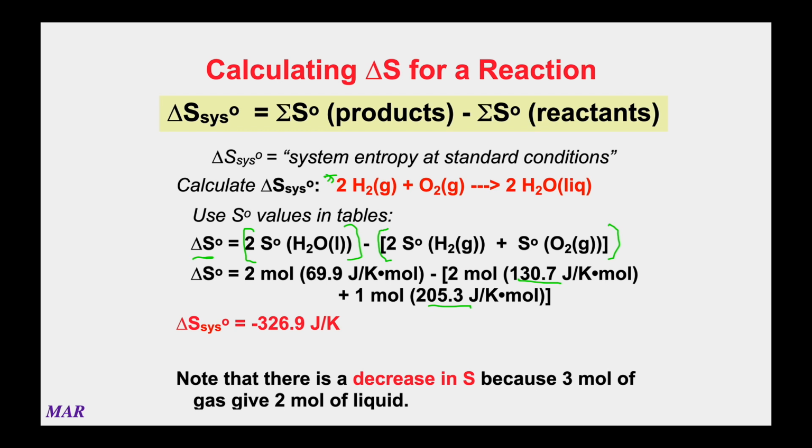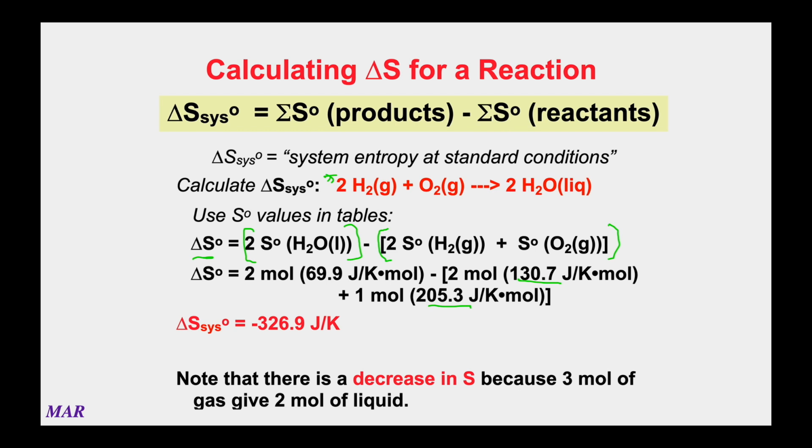So when you do this, 2 moles of product minus the 2 hydrogens plus 1 mole of oxygen, you get a delta S of the system, which we'll talk about in a little bit here, of negative 326.9 joules per Kelvin. So what this says is there's a decrease in entropy for this reaction. And if you think about why that's the case, you can see why too.